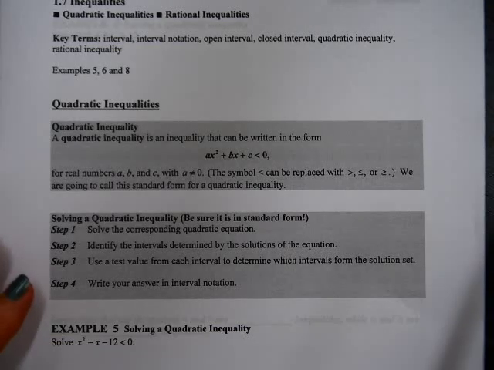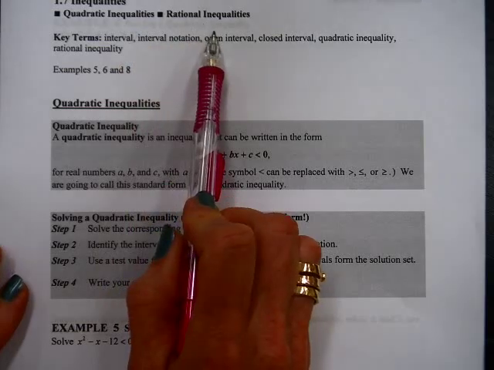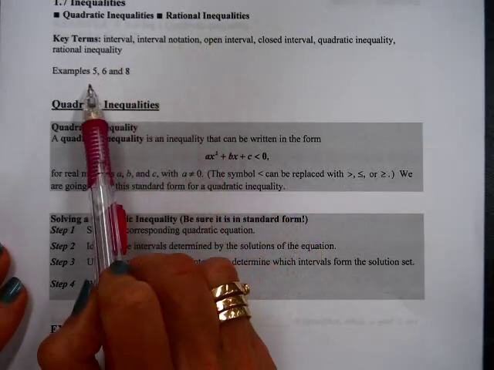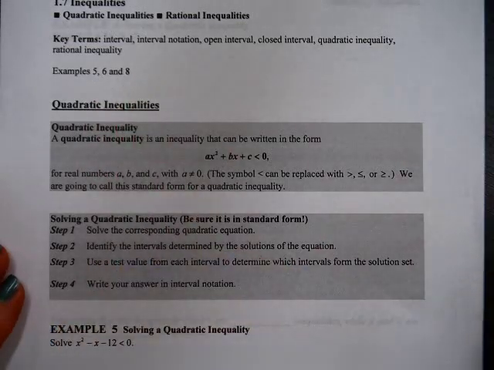Section 1.7 is inequalities. We are going to talk about quadratic inequalities and rational inequalities. We are going to look at examples 5, 6, and 8 in this section.